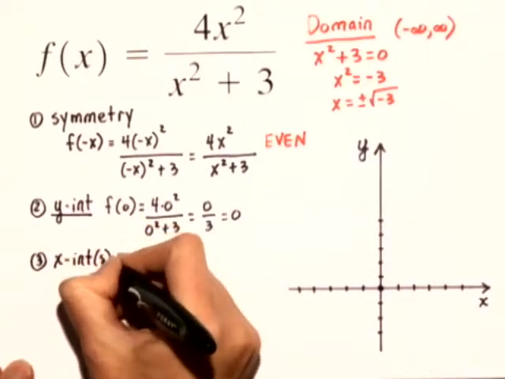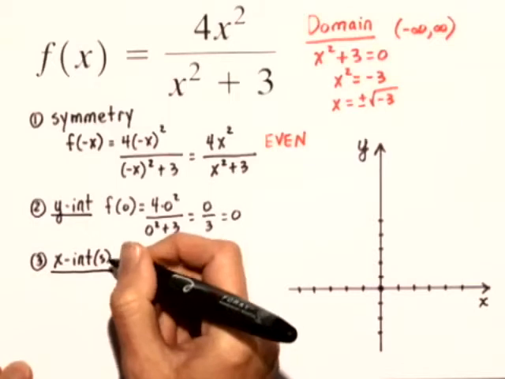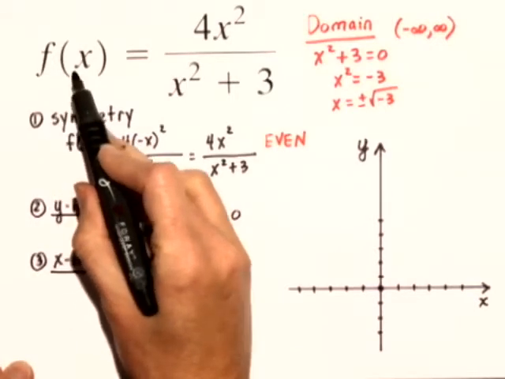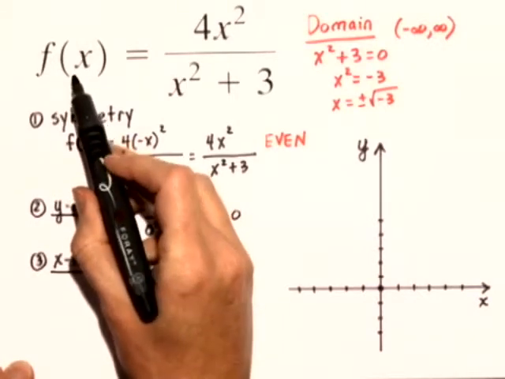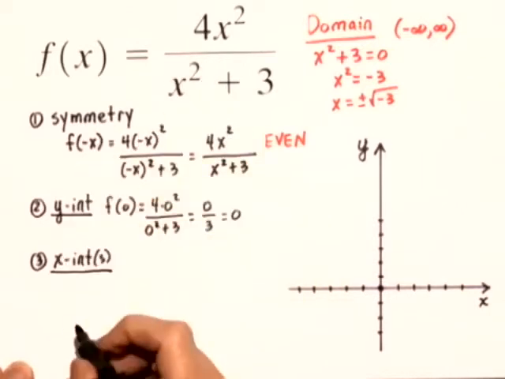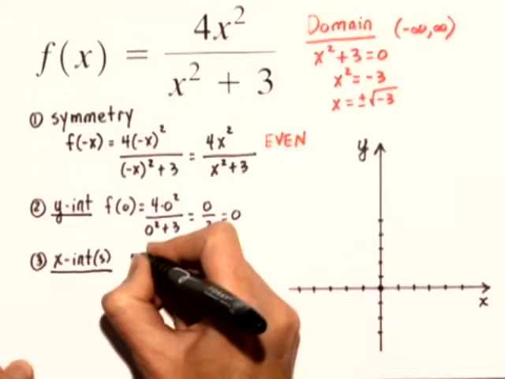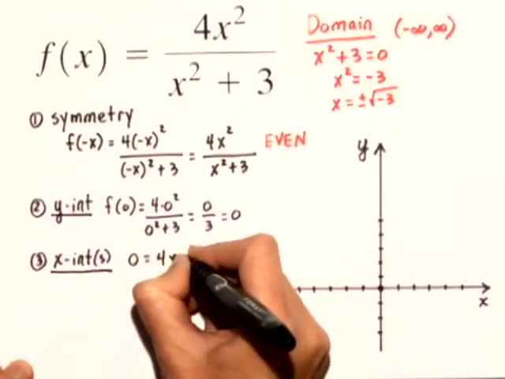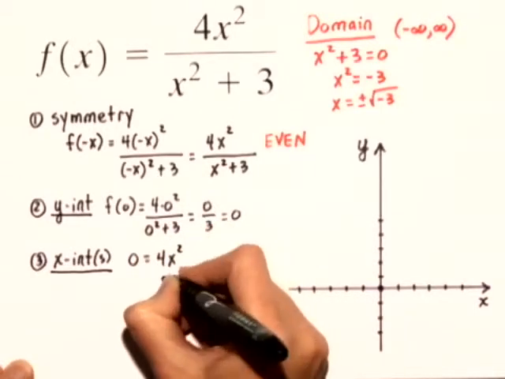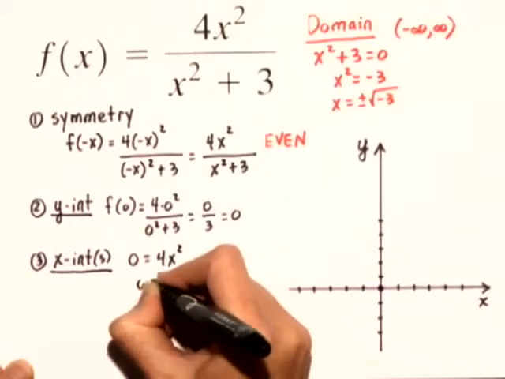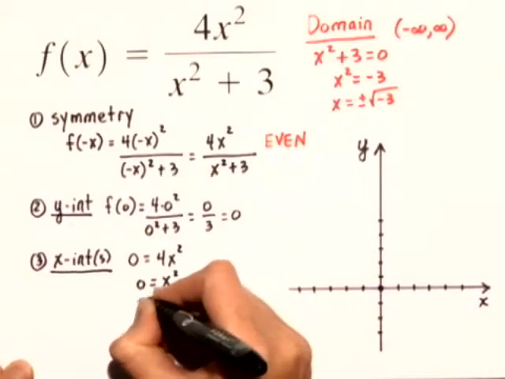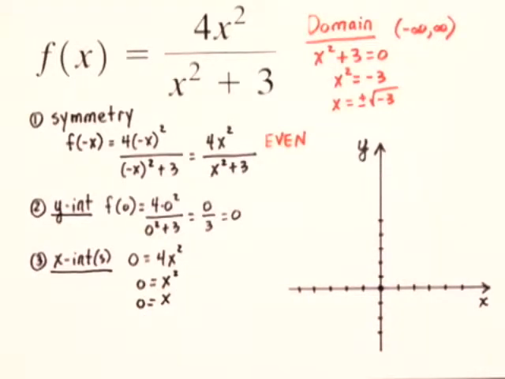We find x-intercepts by letting y equal 0. In other words, we set f of x equal to 0, and we set 0 equal to the numerator of our rational expression, or our rational function. 0 equals 4x squared. If I divide both sides by 4, I get x squared equals 0. The only solution to that is x equals 0. So even though we already knew x equals 0 was our x-intercept, we needed to check to make sure there were no more, and there are no more.